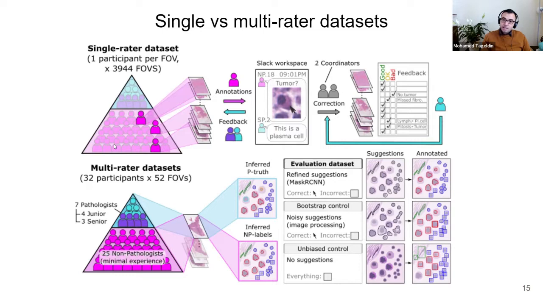But in order to validate the approach itself, we needed to also create multi-rater data sets, limited in scope in terms of the number of fields of view. By the way, FOV here is a field of view, like a small area. That would be where we have everyone annotate the same thing, or at least most people annotating the same thing. So we would have the pathologist and the non-pathologist annotate the same area, and then we can infer what the aggregate pathologist classification is, and what the aggregate non-pathologist labels are. So we call it the p-truth, as in the pathologist truth, versus the NP labels, or the non-pathologist labels, because in this case, we consider this to be the truth and this to be a label of some sort, because this is the aggregate of people who are not experts.